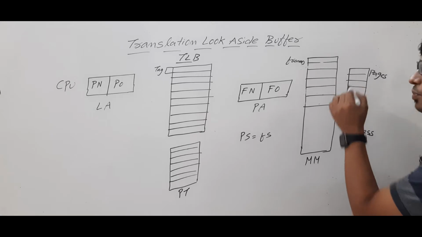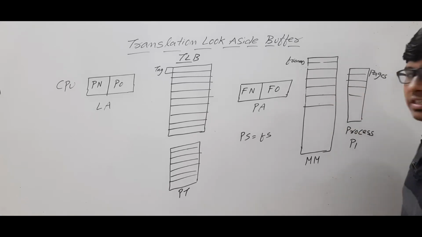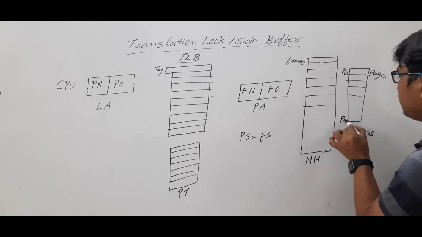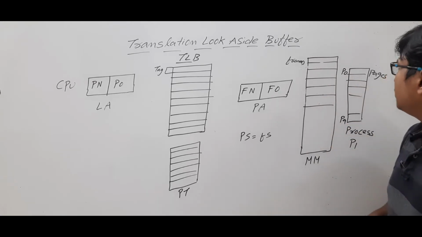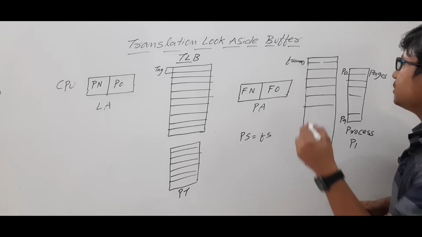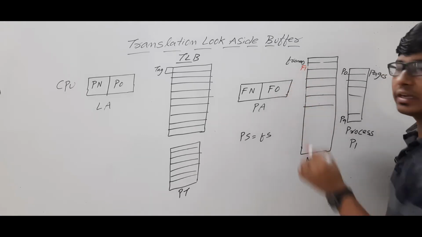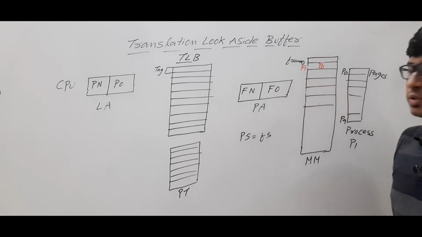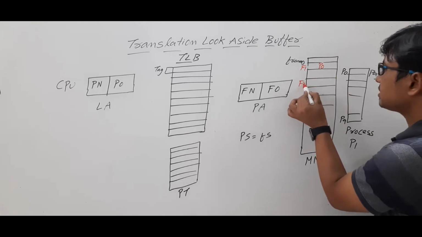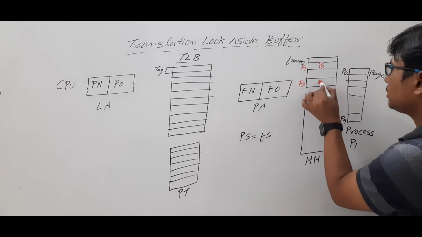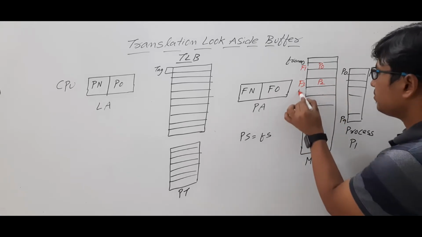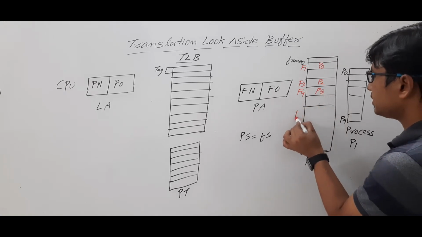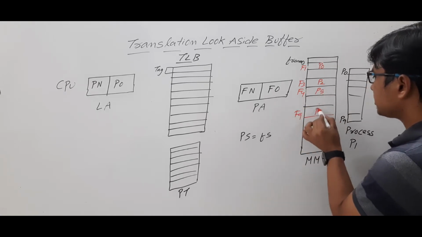Let's consider that a process P1 is logically divided into 10 pages, starting from page number 0 to page number 9. Now, page number 0 is stored in frame number 1. Let's take that in frame number 1, page number 0 of process P1 is stored. Similarly, in frame number 3, page number 2 is stored. In frame number 4, page number 5 is stored. In frame number 9, page number 6 is stored.